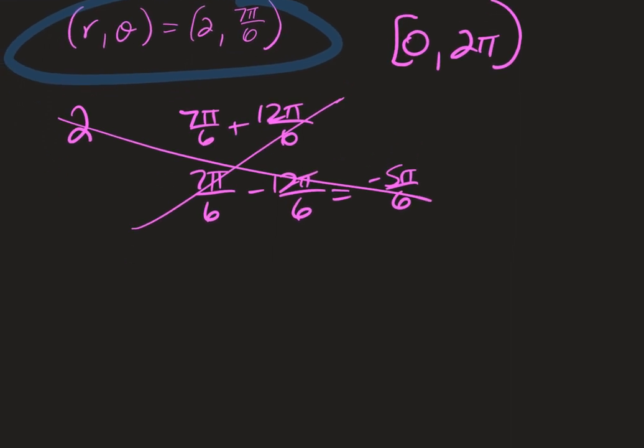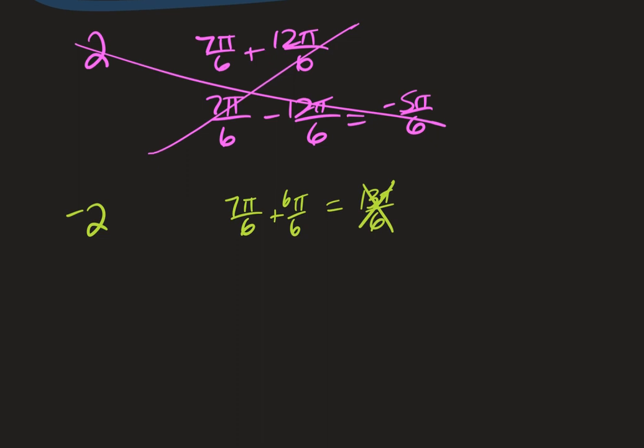So my other option is change the sign on the r. So now my 2 becomes negative. Take my angle, add and subtract pi. If I add pi, which would be 6 pi over 6, I get 13 pi over 6. Too big. I subtract pi. I get pi over 6. That's between 0 and 2 pi.